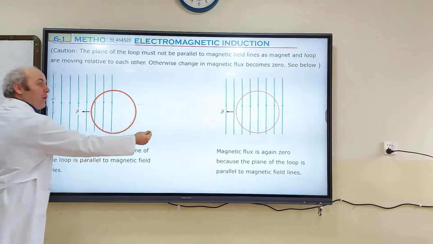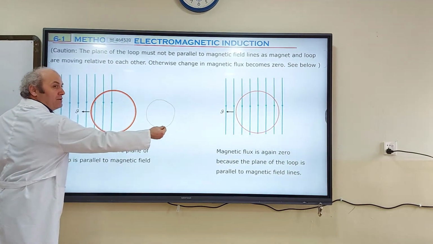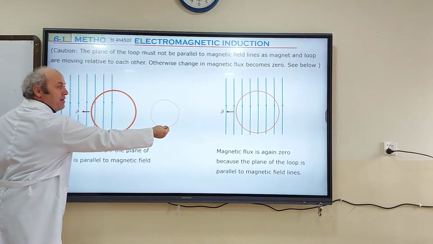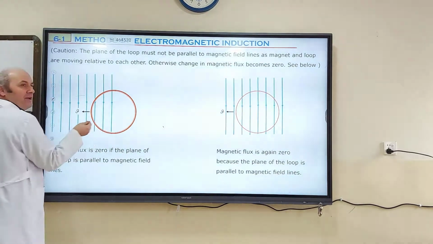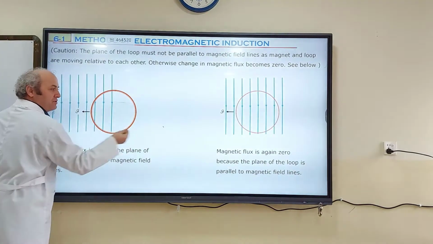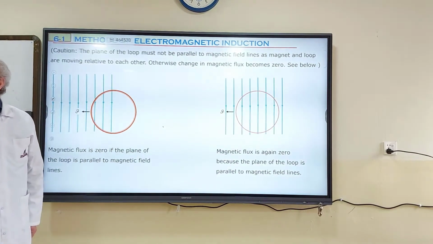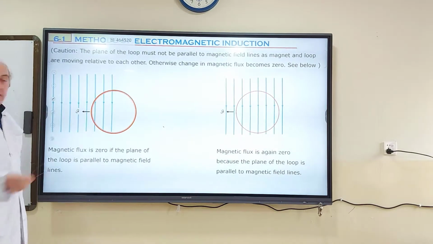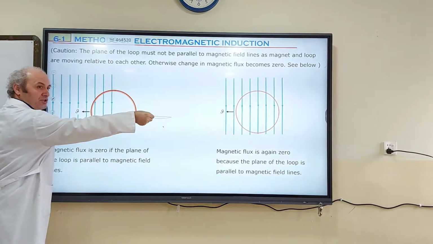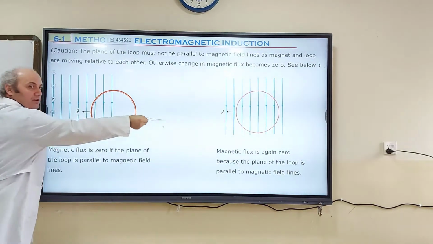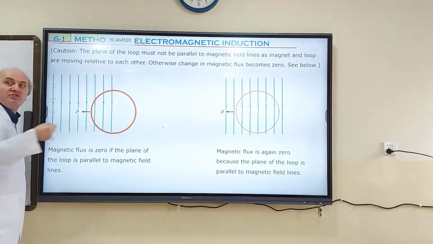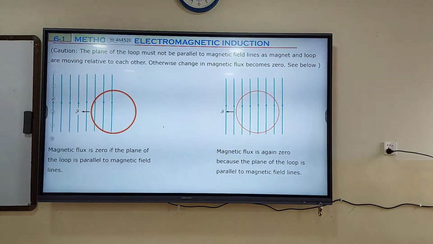Which means if you hold the loop parallel to the magnetic field lines, magnetic flux is 0, now 0 again, 0, 0, 0, no change in magnetic flux. No induced EMF. But if I hold it perpendicular, 0, maximum, 0, maximum, 0, maximum. I'm making a change in magnetic flux, so there will be an induced EMF.